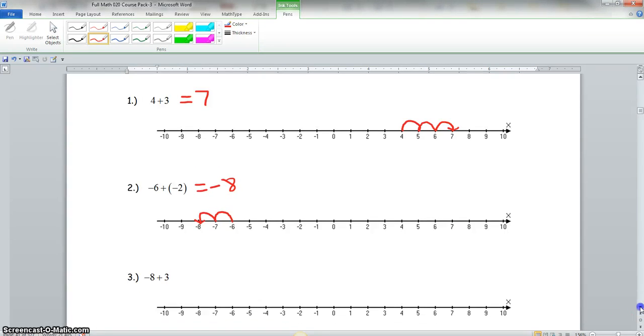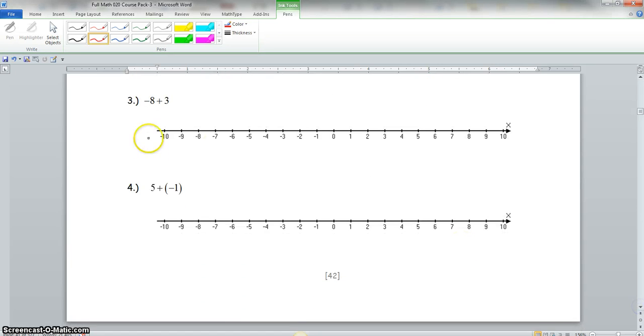Now we come down here to number 3. We have negative 8 plus 3. So we start with negative 8, and since 3 is positive, we will go 3 to the right. We'll go 1, 2, 3. So negative 8 plus 3 will give us negative 5. Now we go here to number 4. We have 5 plus negative 1. We go to the number 5 on the number line, and since we're adding a negative 1, that means we go back 1, to the left 1. So that gives us a positive 4.